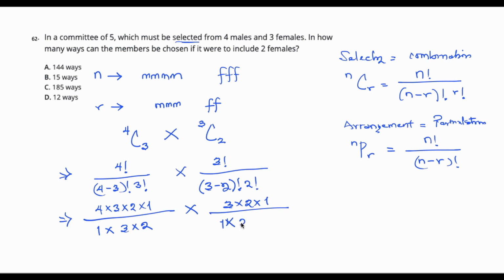multiplied by 2 factorial, which is simply 2 times 1. So 3 can cancel out 3 here, 2 can cancel out 2 here. We're left with 4 on this side, and 2 cancels out 2 here. We're left with 3 on this side. So 4 times 3 is equal to 12. So there are 12 ways we can select 3 males and 2 females from a total population of 4 males and 3 females. So our answer here is D.